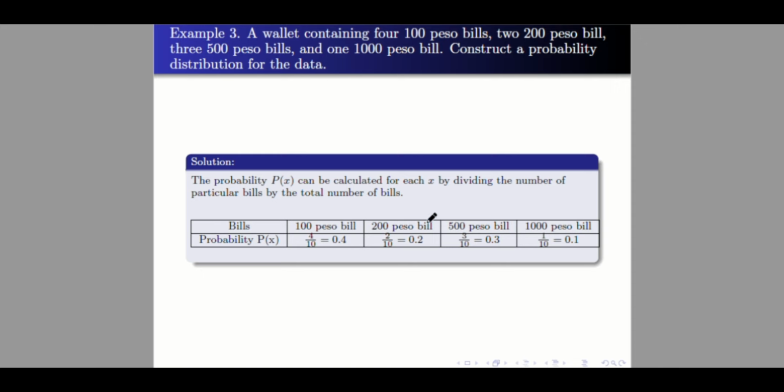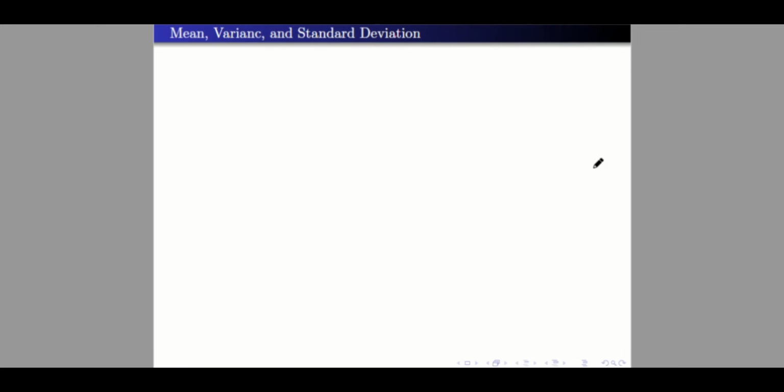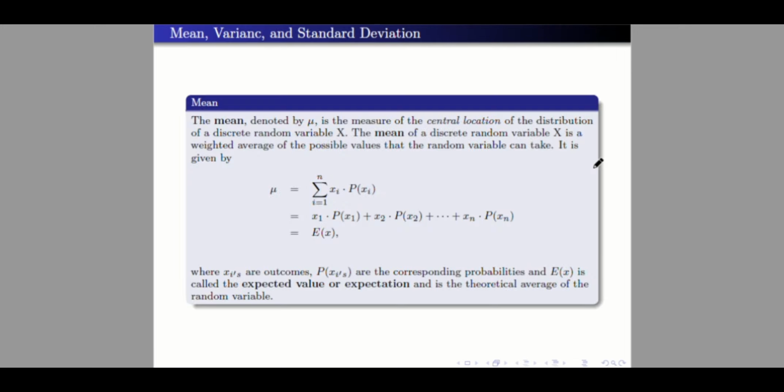Okay, so you may write it in its decimal form, or you may write it in its simplified form. Now how do we compute for the mean, variance, and standard deviation? So we have these formulas. The mean, of course, is denoted by mu, and this is the measure of central location. And the mean is always equated to the average.